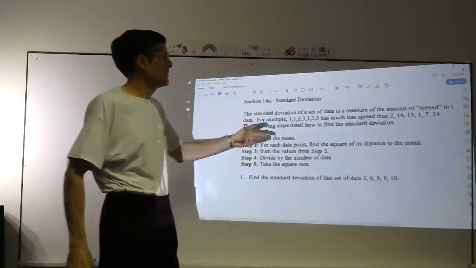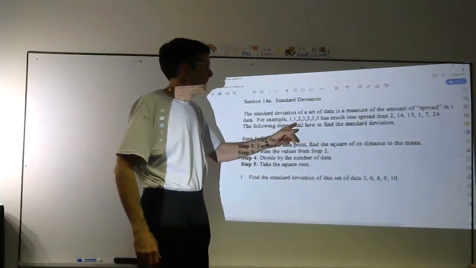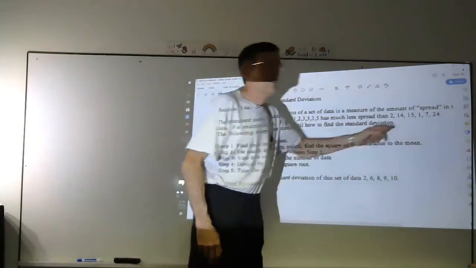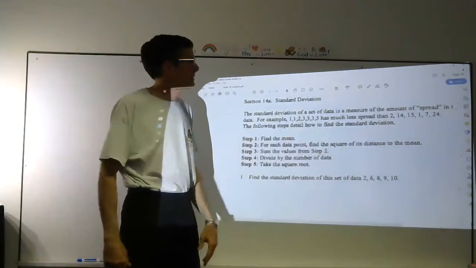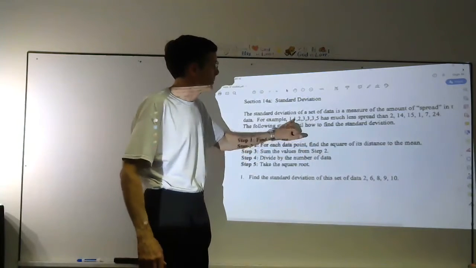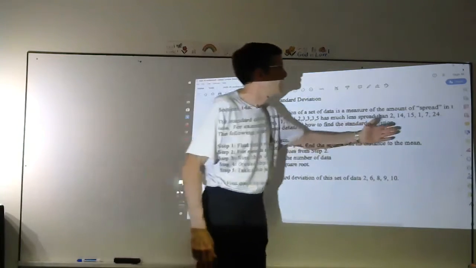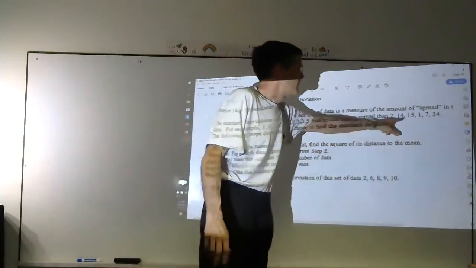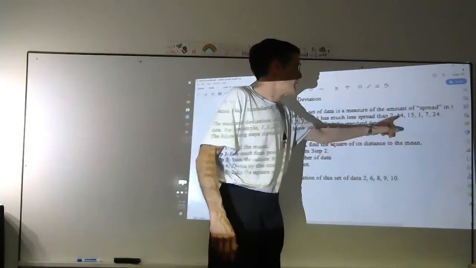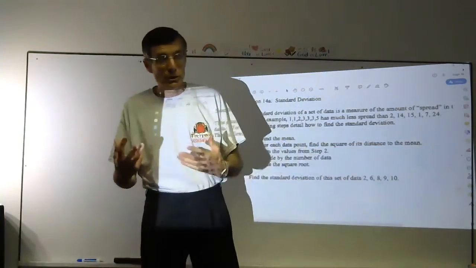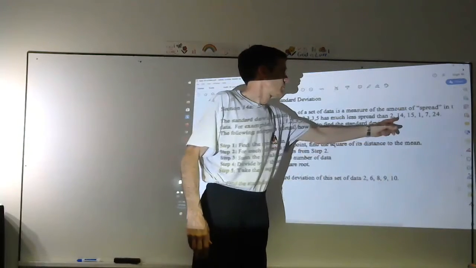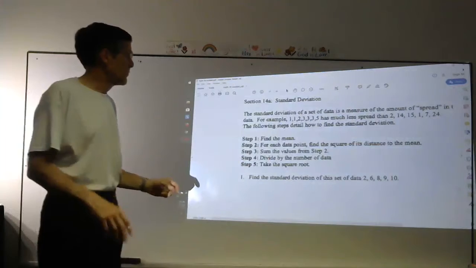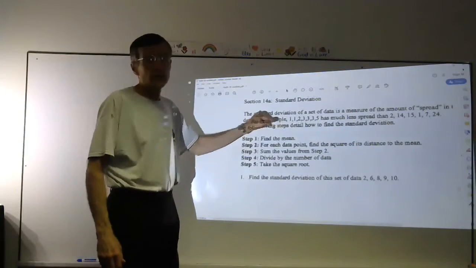Like for instance, if this is your data, compare the amount of spread here to the amount of spread here. There's no comparison. Here it goes from a small number of 1 to a large number of 5. Here it goes from 1 to 24, for heaven's sakes. Much, much, much more spread over here, or variation. You would expect the measure would give you a larger number for the spread here than it does here. That measure of spread we are going to call standard deviation.